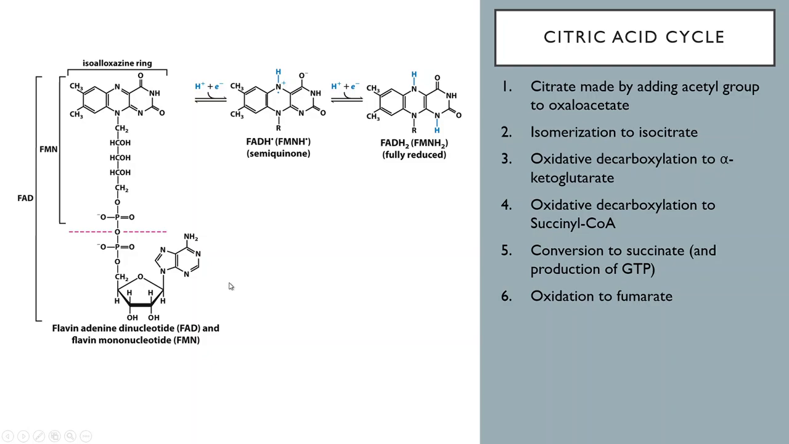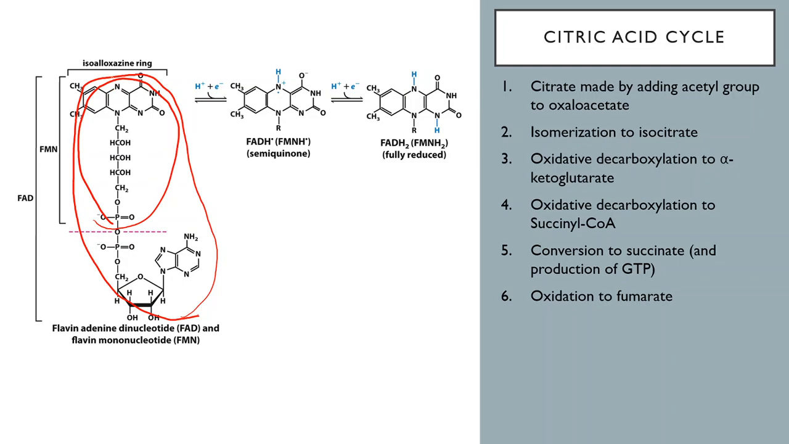FAD stands for flavin adenine dinucleotide. In some situations, instead of FAD, just the flavin part, the flavin mononucleotide, is used as the electron carrier. But this whole thing is a molecule of FAD, and this part is the flavin mononucleotide. The important part is this isoalloxazine ring, because that's the part that gets reduced. It can be reduced once to FADH semiquinone, and then reduced again to FADH2. So this is the fully reduced form of this molecule over here. Again, this is another electron carrier that will come up again when we talk about the electron transport chain.